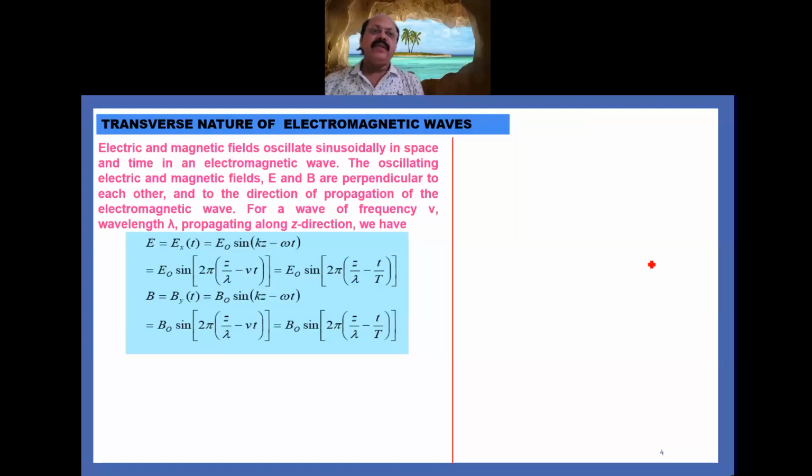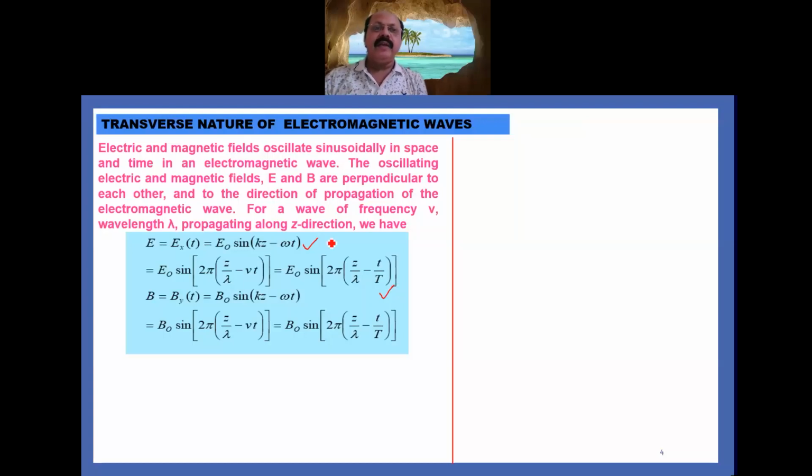So when you substitute the values of k and omega in this equation and take 2 pi common, the equation becomes E equal to E naught sine 2 pi (z upon lambda minus nu t). Now in place of nu you put 1 upon capital T, then the expression becomes E naught sine 2 pi (z upon lambda minus t upon T), where T is capital T. So this is the equation of electric field variation in an EM wave.